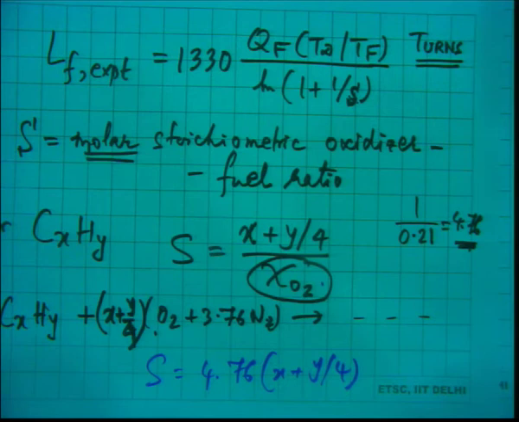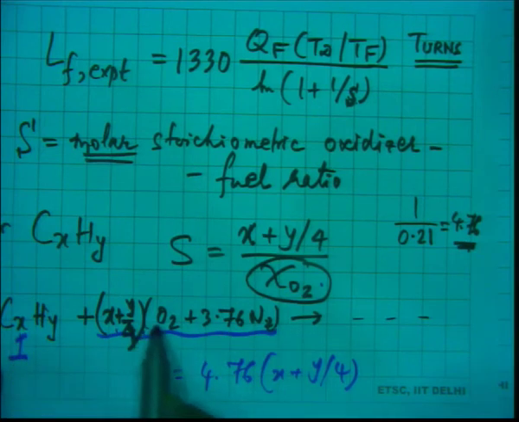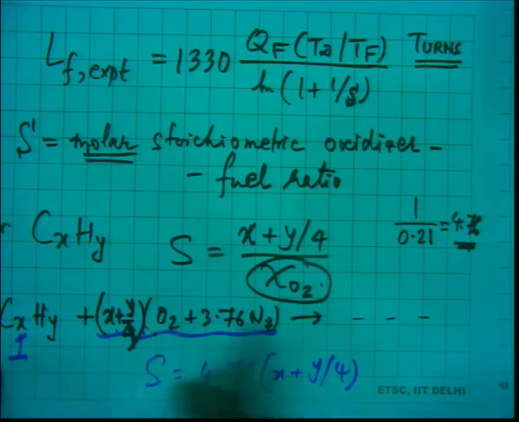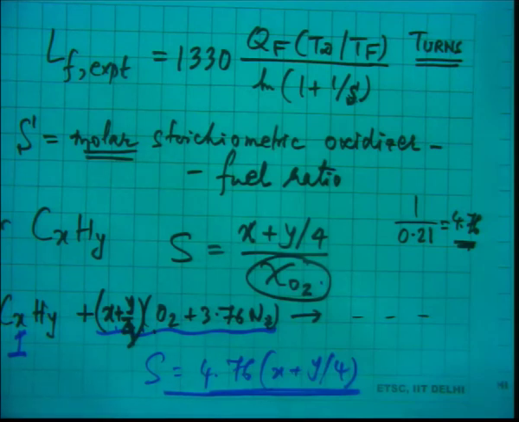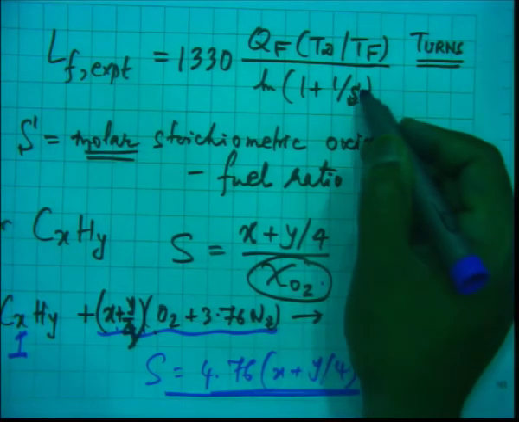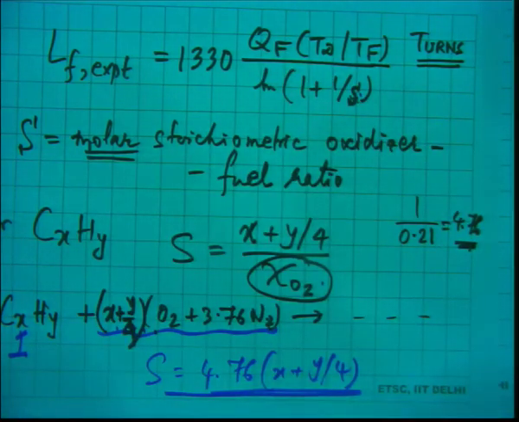Should be, isn't it? Because for 1 mole of fuel, you have 4.76 into x plus y by 4 moles of air or oxidizer. Okay. So, this is what this S means. So, once you have that S, you can put that S here. QF is actually in your hands. The flow rate, it is a volume flow rate actually. Volume flow rate, otherwise we would have written m dot.